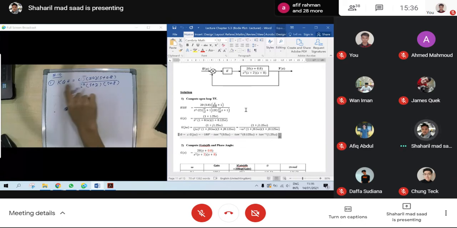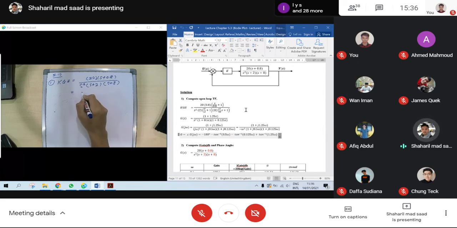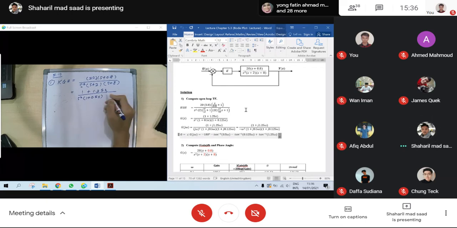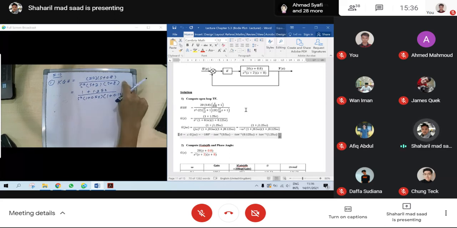Okay, this part we got it. If you simplify it, you got 1 plus 1.25s divided by s squared, 1 plus 0.5s, and then 1 plus 0.125s here. So this one you got after you simplified it.